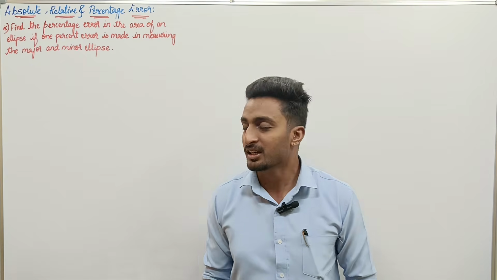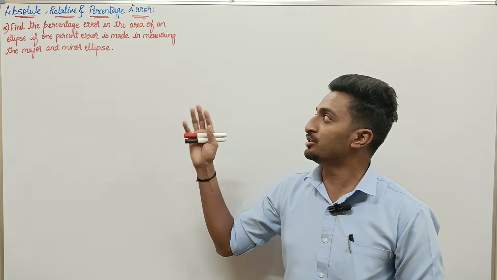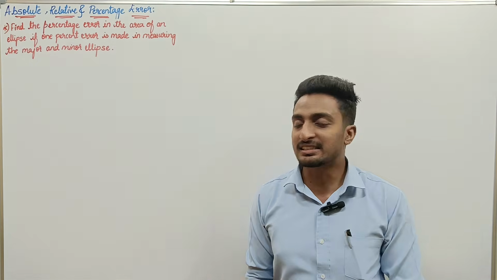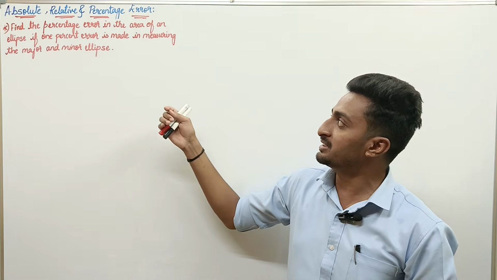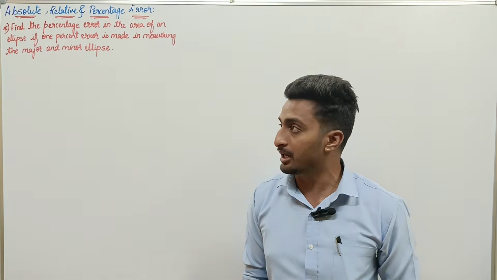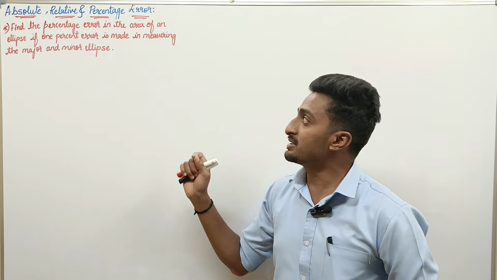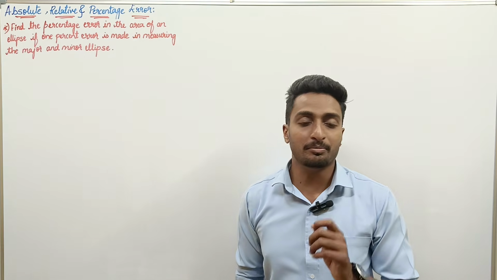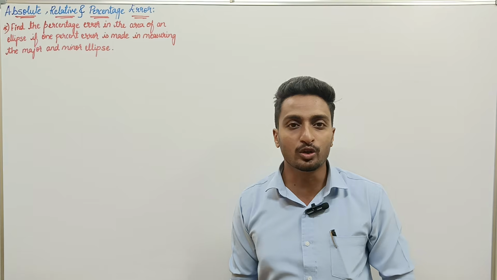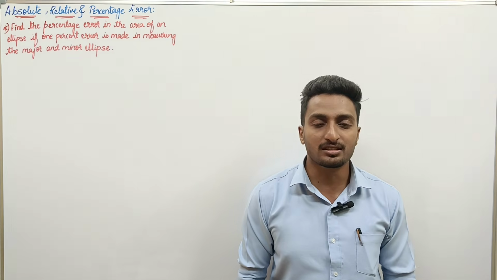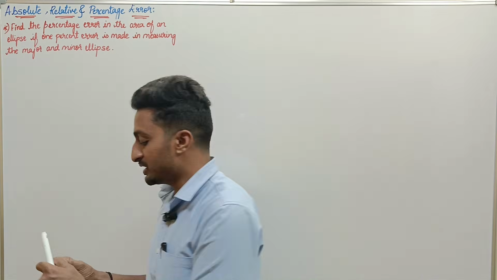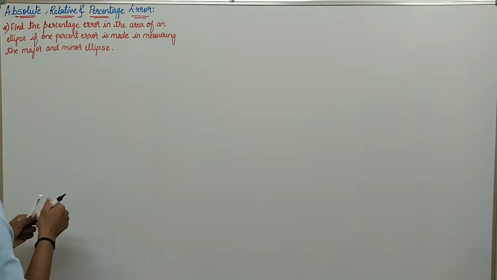Today we are going to find the solution of absolute, relative and percentage error. In this question, they have asked to find the percentage error in the area of the ellipse if 1% error is made in measuring the major and minor axis. How to represent the solution? Let us learn first. First, let us represent the graphical representation of the ellipse.